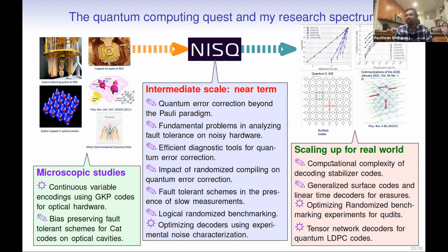On the scaling-up side, I've done some asymptotic studies to characterize the computational complexity of decoding stabilizer codes. This means proving asymptotic results on whether decoding stabilizer codes is in general a tractable problem or not. I've also proposed some generalized schemes to understand surface codes, and linear-time decoders for a specific type of noise called erasures. I'm currently working on designing decoders for large LDPC codes using ideas from tensor networks.